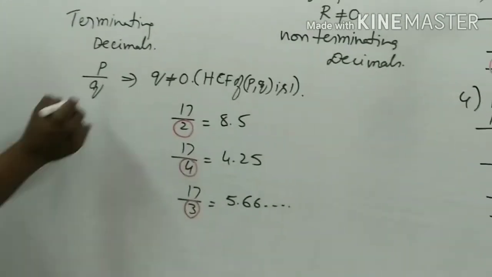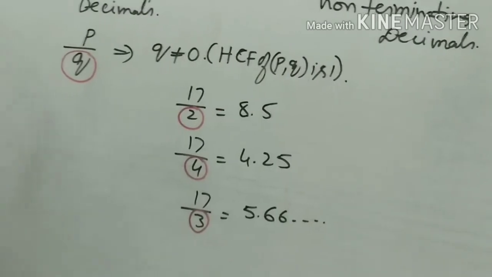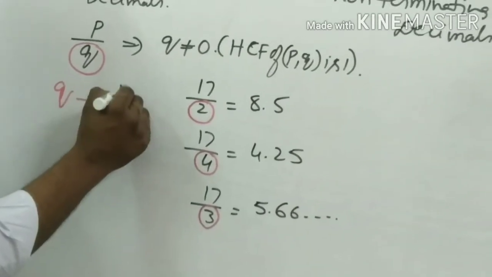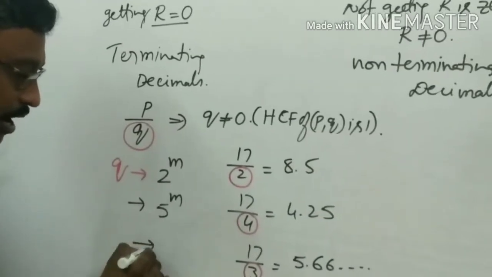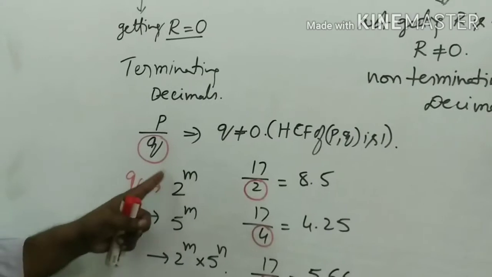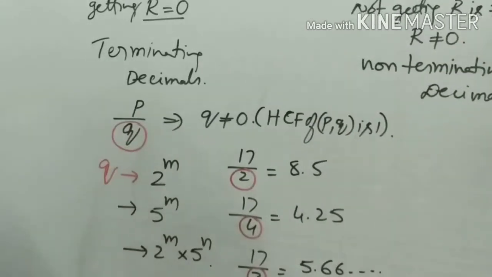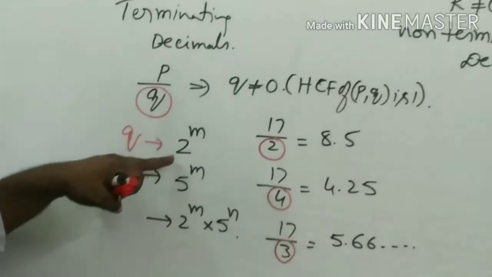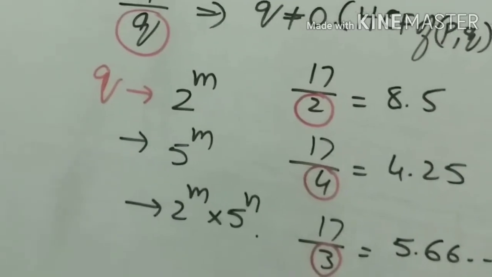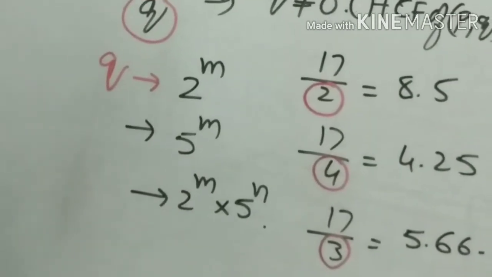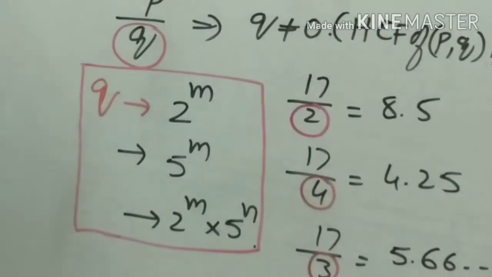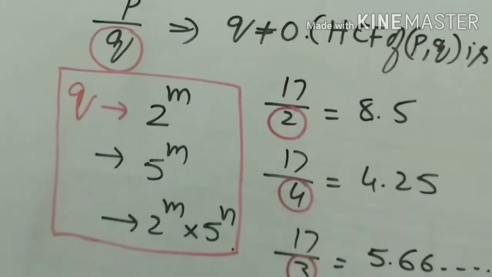The denominator only, that is q only. Suppose q is a power of 2, or a power of 5, or a product of powers of 2 and 5. If you can express the denominator in terms of powers of 2, or powers of 5, or 2 and 5 together, exclusively in this way, then we call it a terminating decimal. If the denominator is in the form of this condition, then yes, they are terminating decimals.